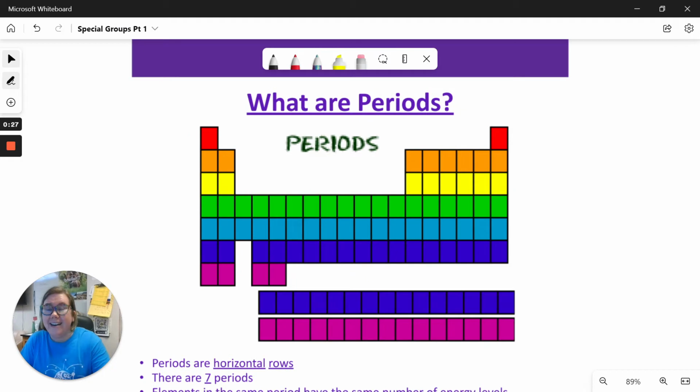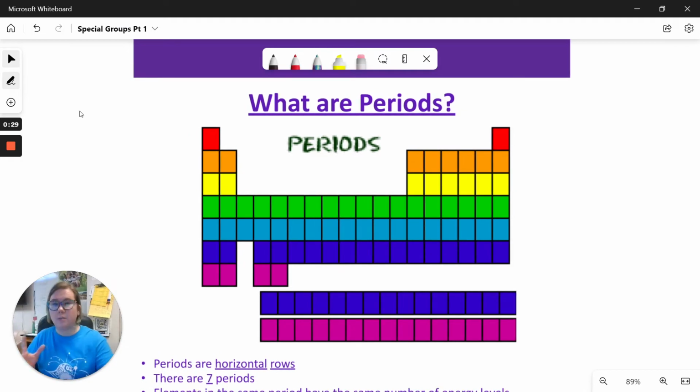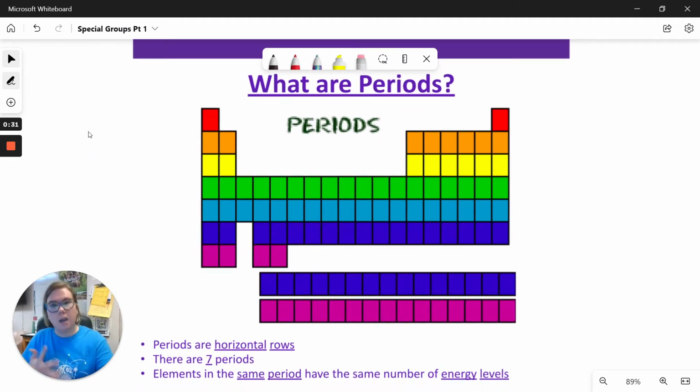So first of all, reading the periodic table, we've got to talk about some of the language that we use to talk about the table. First, the period on the periodic table. A period is just a section going across. Like the two red boxes, both are in period 1. The orange are period 2. The yellow are period 3. You get the idea. So periods are horizontal rows. There are 7 periods on the periodic table.